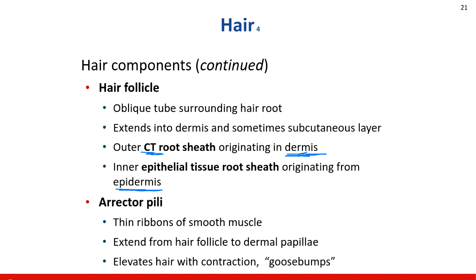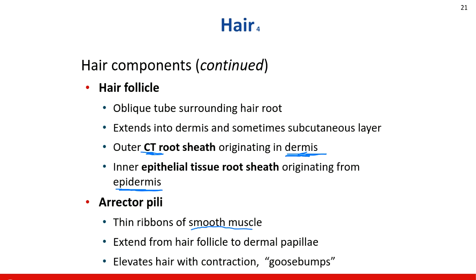And then the last structure for the hair is the erector pili muscle. The erector pili muscle, we talked about this before in lab, is a smooth muscle, so it's under involuntary control. This is the muscle that, when it's stimulated, contracts and pulls on the actual hair follicle, and it causes a contraction that elevates the hair.